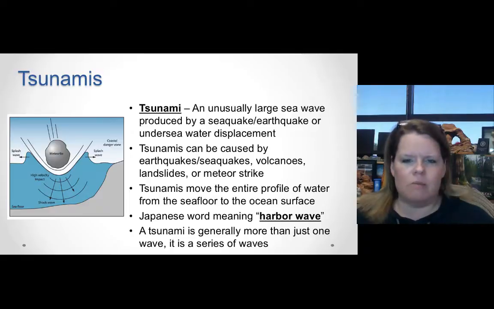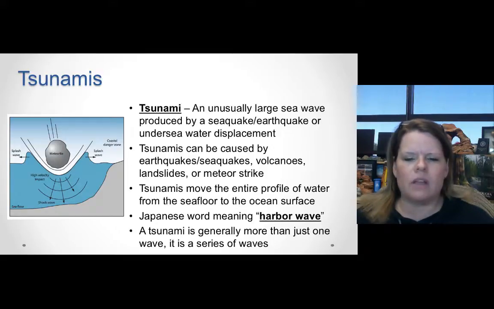So what is a tsunami? It's an unusually large sea wave produced by a seaquake or earthquake, and it's caused by undersea water displacement. No matter how you cut it, the ocean floor has to be displaced. The water has to be displaced down there, whether it's a landslide, a meteor strike, or, more commonly, a catastrophic earthquake.